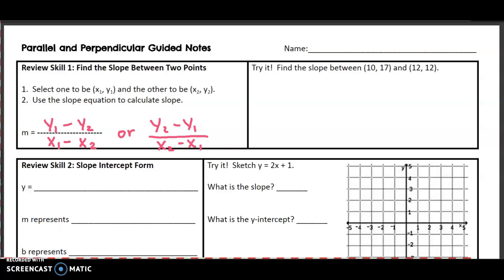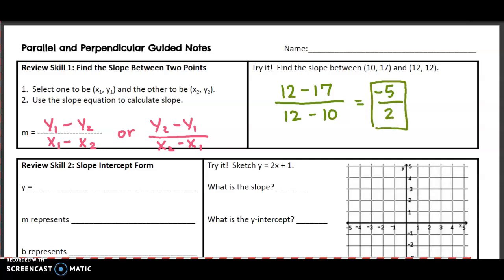So let's go ahead and practice over here. We have the slope between the 2 points (10, 17) and (12, 12). Let's do 17 because that's my y's. So 12 take away 17 over 12 take away 10. 12 take away 17 is negative 5, and 12 take away 10 is 2. So my slope is negative 5 halves, and we can't simplify that anymore.